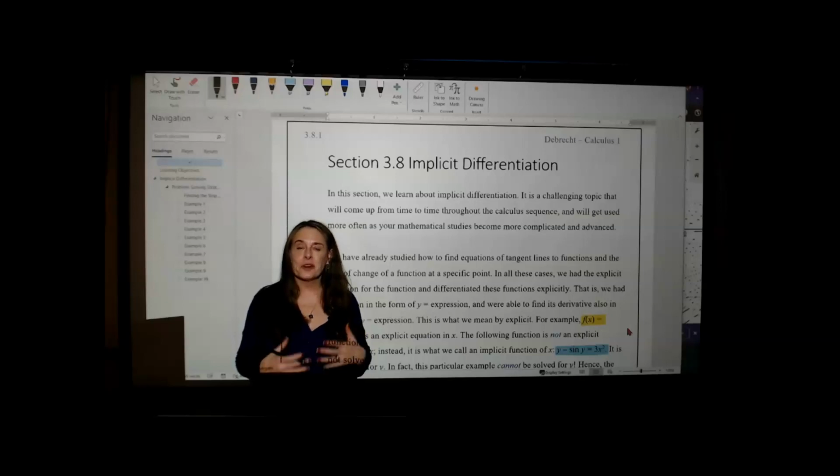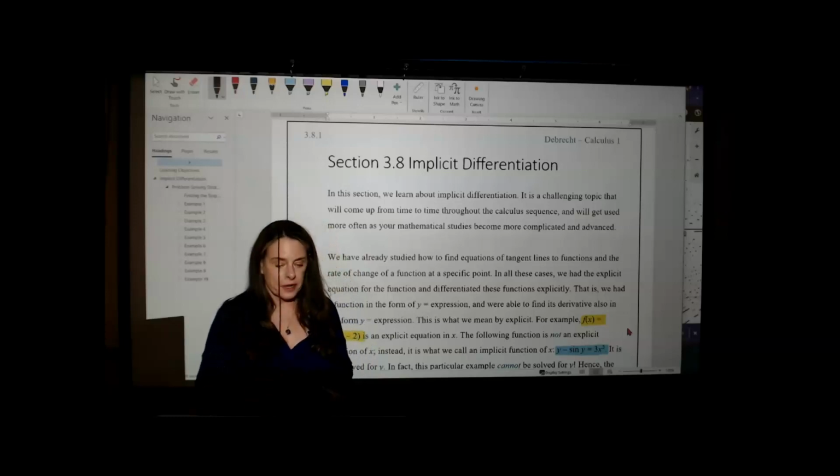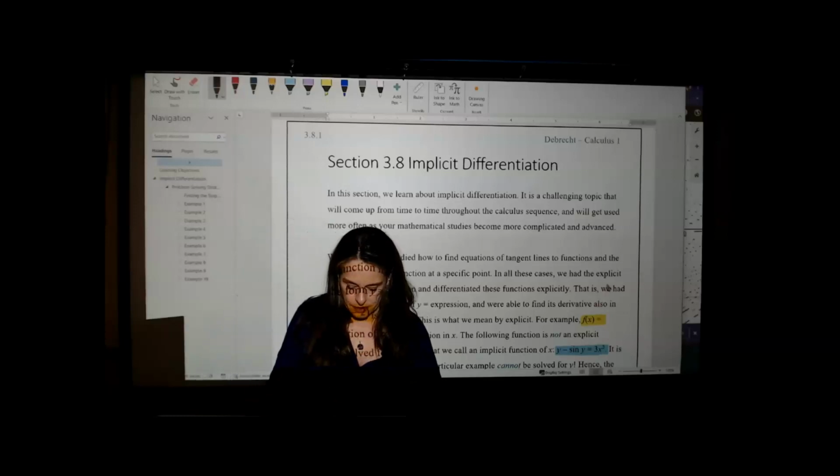In this section, we're going to be exploring implicit differentiation. As the name suggests, this is taking the derivative, but implicitly. We need to decide what the difference between implicit and explicit is. To do that, I've highlighted a couple of equations and written another one down for you.